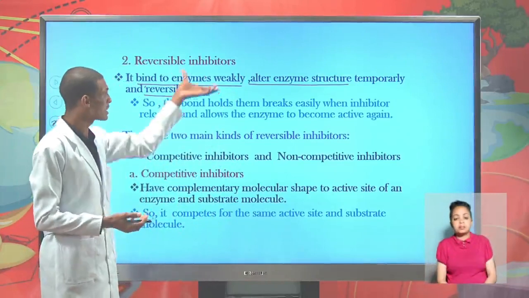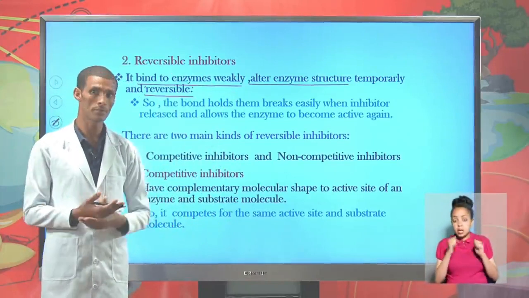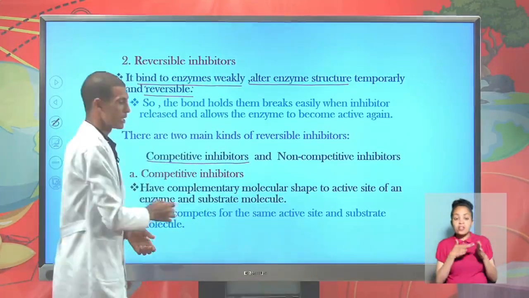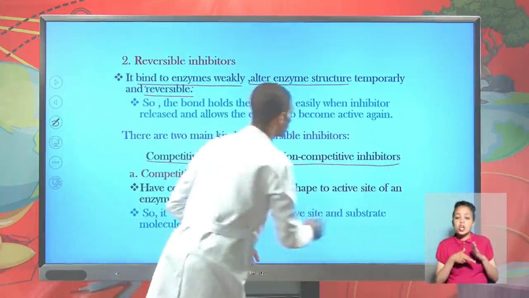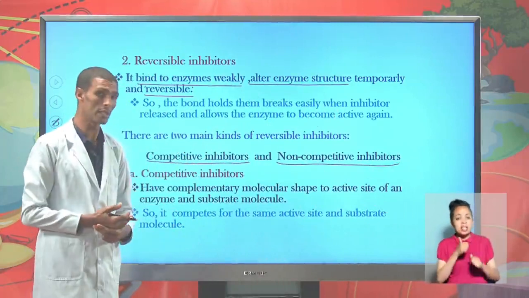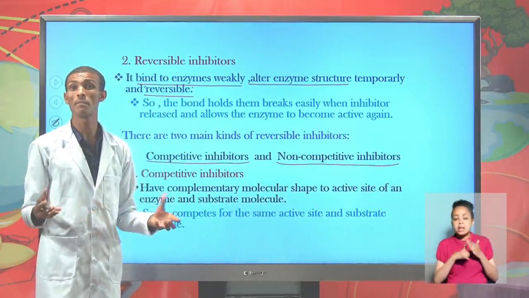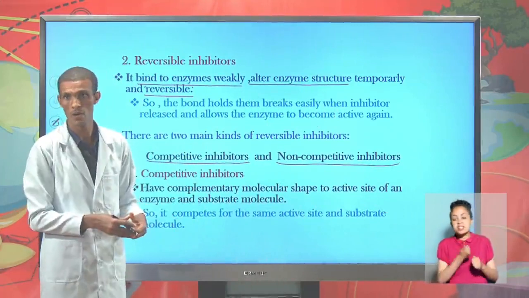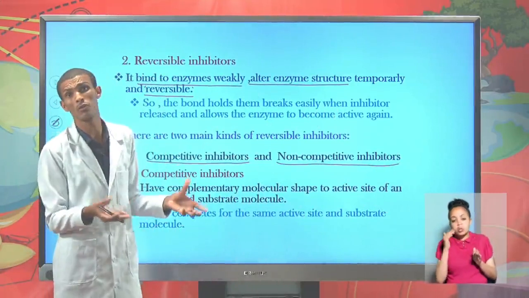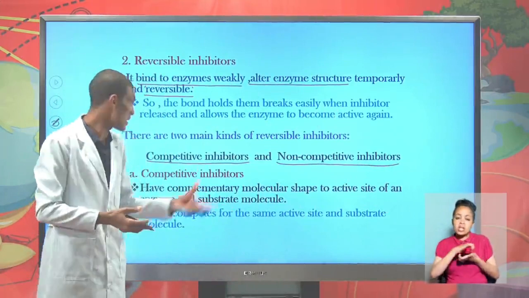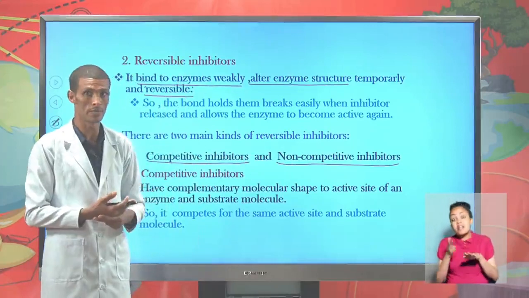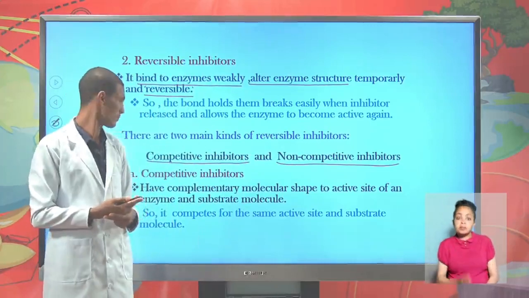This type of inhibitor can be classified into two main types. One is the competitive reversible inhibitor. The second one is the non-competitive reversible inhibitor. As its name indicates, a competitive reversible inhibitor is an inhibitor that can compete for something on an enzyme, whereas a non-competitive reversible inhibitor does not compete for some part of the enzyme. Let me see them one by one.